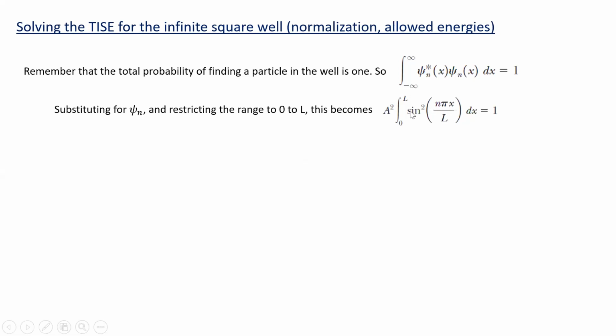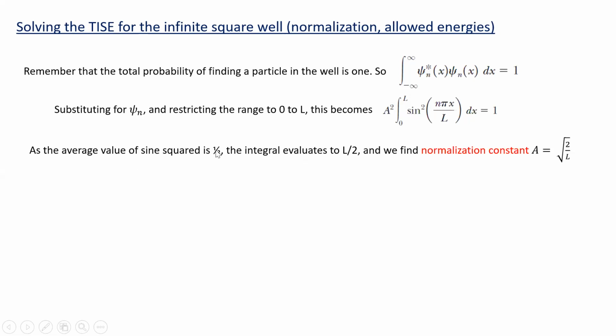You can look this up in integral tables, but the fastest way to do this is a nice nifty fact: the average value of sine squared over one oscillation is a half. So the integral from 0 to L, since the interval length is L and the average value is a half, evaluates to L over 2. So we have a squared times L over 2 is equal to 1, or a squared is 2 over L, or a is equal to the square root of 2 over L.